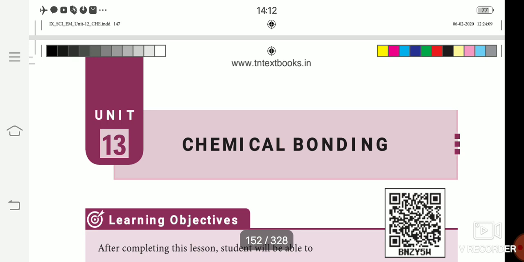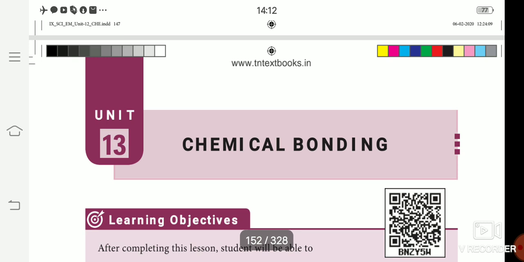Then the atom which accepts the electron pair, so accept means gain of electrons. Donate means loss of electrons, accept means gain of electrons. So the atom which donates the electron pair is called the donor atom, and the atom which accepts the electron pair is called the acceptor atom.